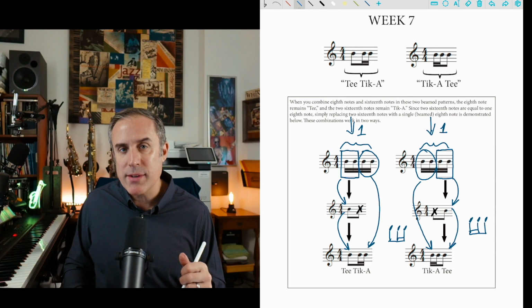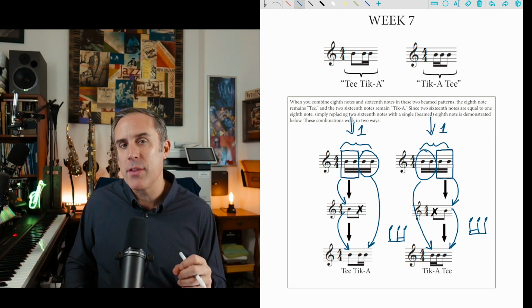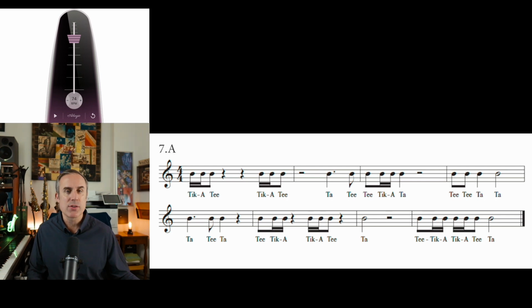We go to the practice exercises. We're going to do 2 together today. Let's go. Okay, let's analyze exercise 7A. The first thing I want to do is see how many times one of our new rhythm patterns appears in this exercise. So I'm going to go in and circle all of my T Tik-A patterns and my Tik-A Tee patterns and see how many times they actually occur.